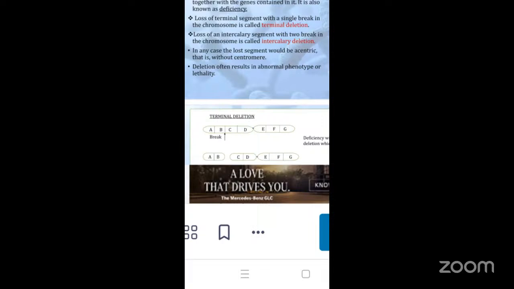Types of duplication: tandem duplication, reverse tandem duplication, displaced duplication. Tandem duplication: the extra segment and the parent segment lie next to each other, and both of them have the same polarity or order of genes. Reverse tandem duplication: the extra segment lies next to the parent segment with reversed polarity or reversed gene sequence. Displaced duplication: the duplicated segment lies some distance away from the parent segment. It gets translocated to non-homologous chromosomes.